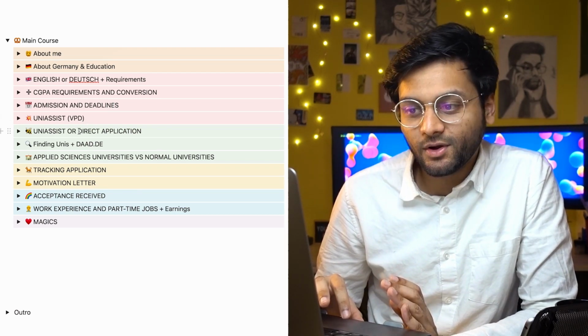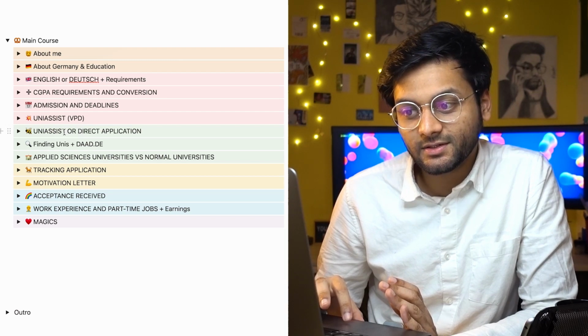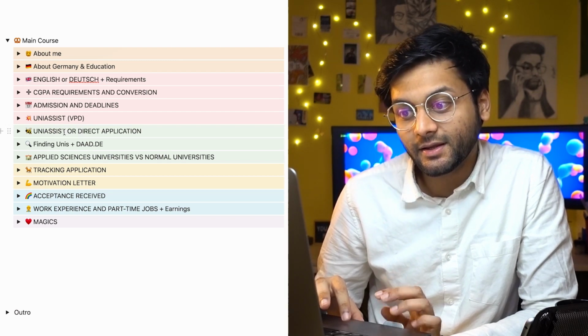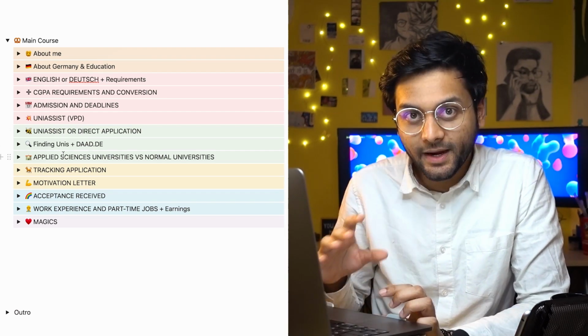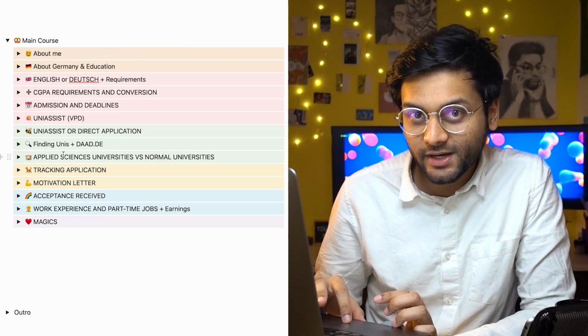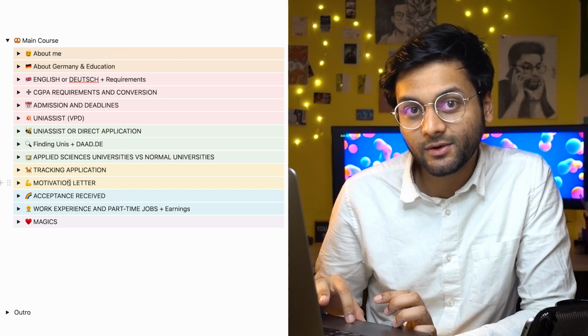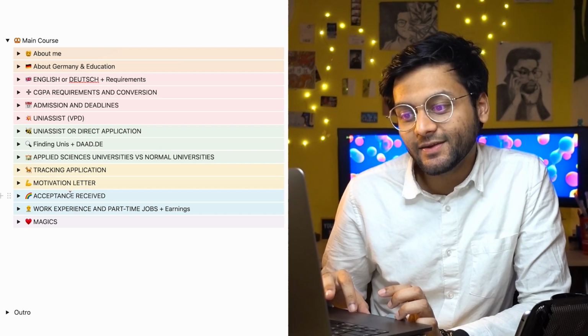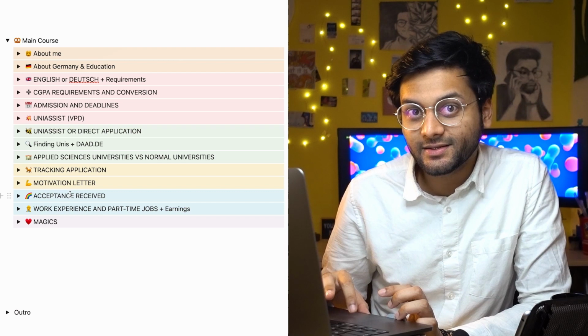Moving forward, some knowledgeable sections like how to apply through Uniassist, how to apply directly, where to find universities, and what is the difference between applied sciences universities and normal universities. Then I will tell you some more tools like how to track your applications, how to write a good motivation letter. Then let's say if you get accepted, what to do, what are the steps to do next.